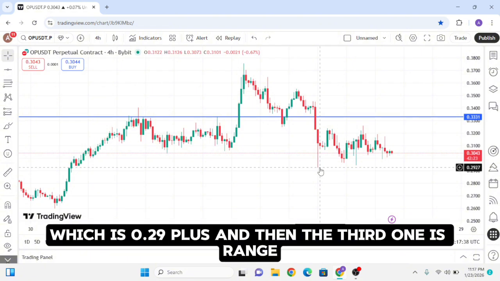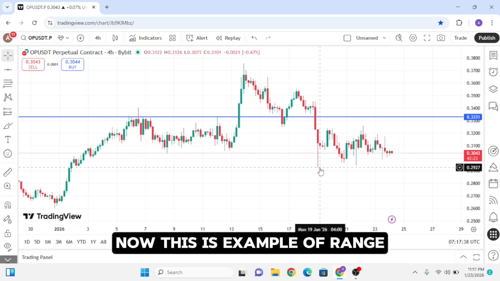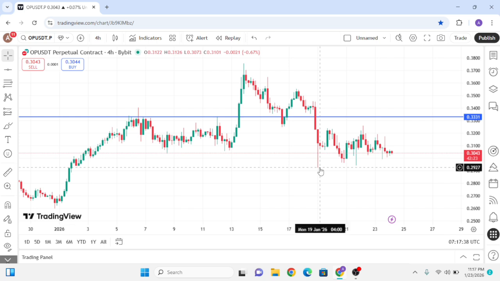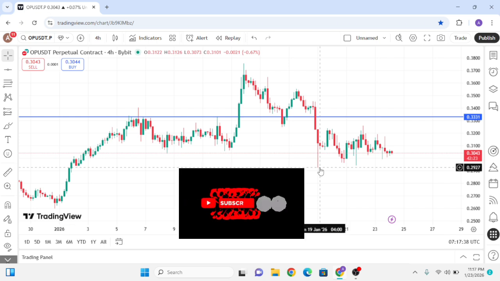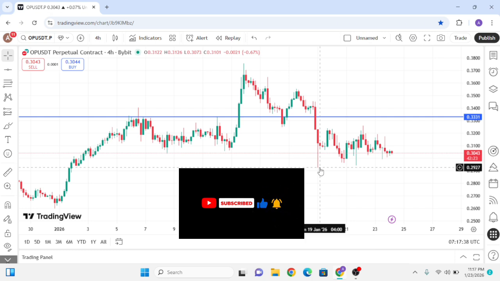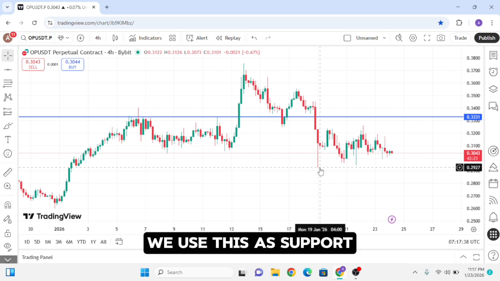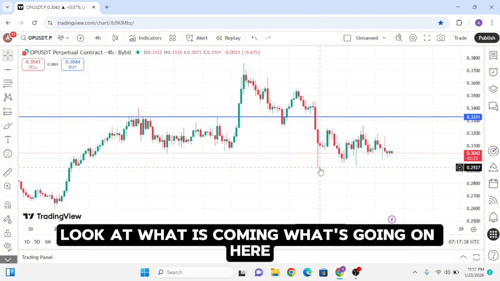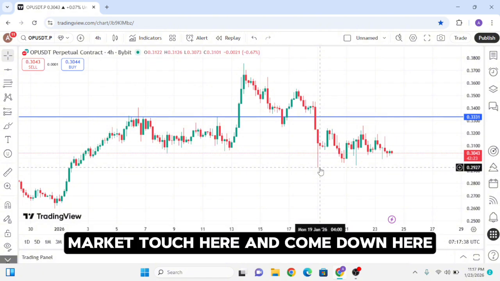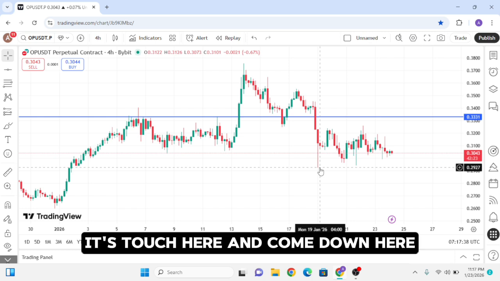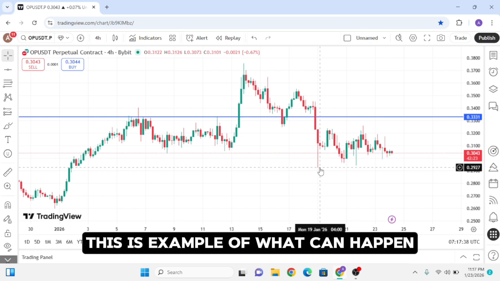And then the third one is range. Now this is an example of range. So let me bring the resistance to this place. We use this as resistance. We use this as support. You see, this is an example of range. Look at what is going on here. Market touches here and comes down here. It touches here and comes down here. This is an example of range.